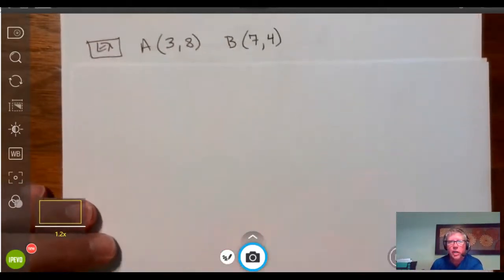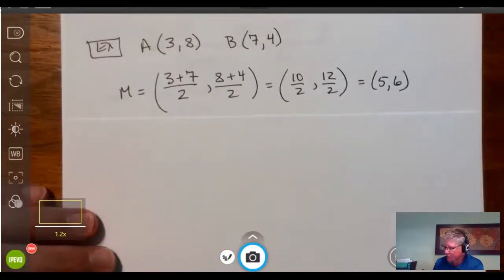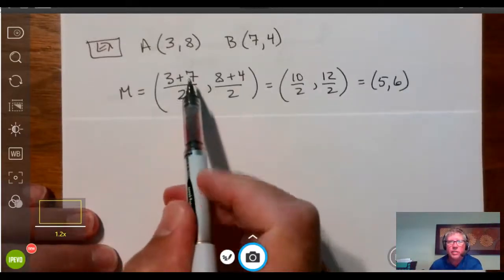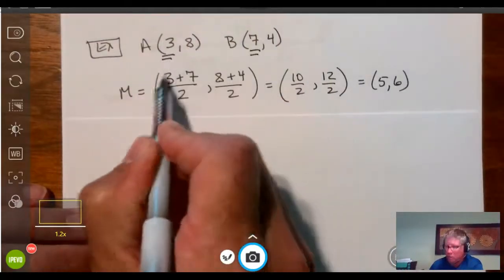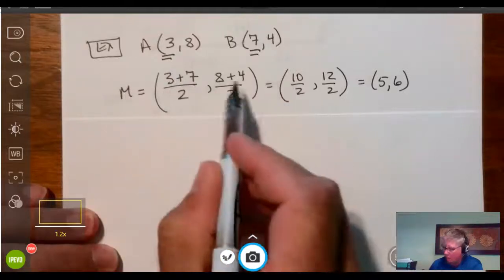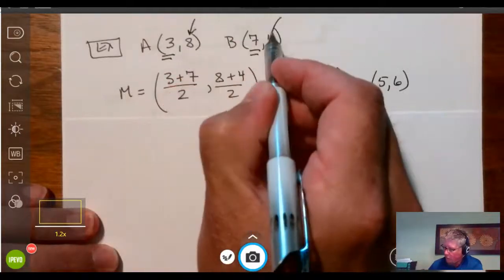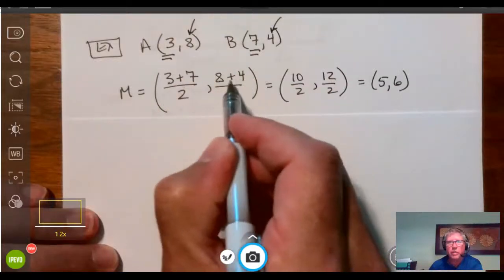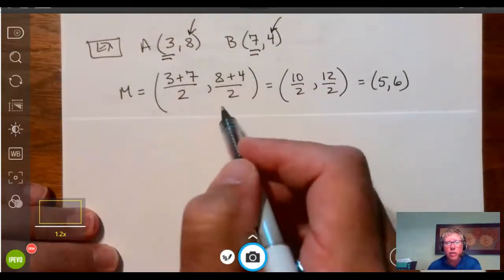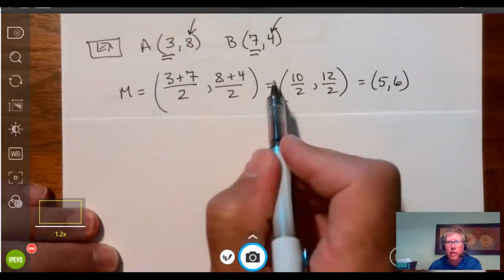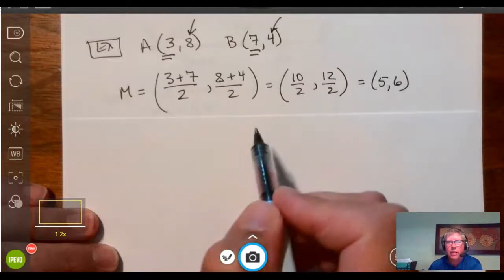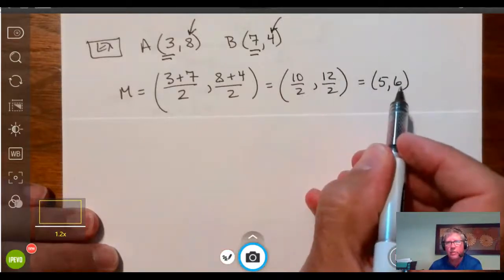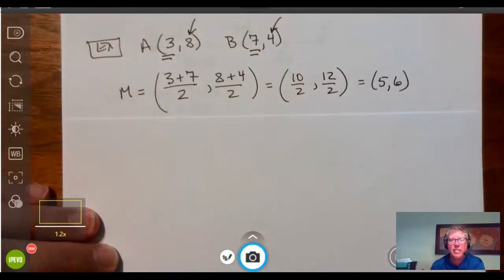So let's do it. To find the midpoint, we take the average of the x's. The x's here are 3 and 7, so that's what comes here. The y values are here and here, so that's what we put together here. Then we just slow ourselves down and do some addition. 3 plus 7 is 10. 8 plus 4 is 12. And if I can divide by 2 in my head, I will. That's 5 and that's 6. So the point (5, 6) is directly in the middle of points A and B.